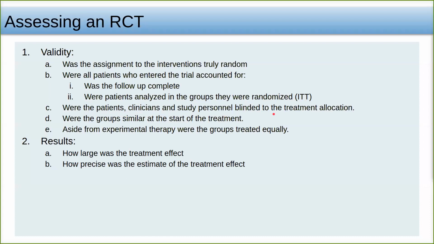The next question with regards to validity is whether the patients, clinicians, and the study personnel were blinded to the treatment allocation, and whether the groups were similar at the start of the treatment, which means they were worked up in exactly the same manner before the randomization process had occurred. And finally, aside from the experimental therapy, what co-interventions were administered. Now, there are several problems which can occur from co-interventions. Take, for example, a situation where a randomized controlled trial is being done comparing a highly immunogenic chemotherapy regimen against immunotherapy.